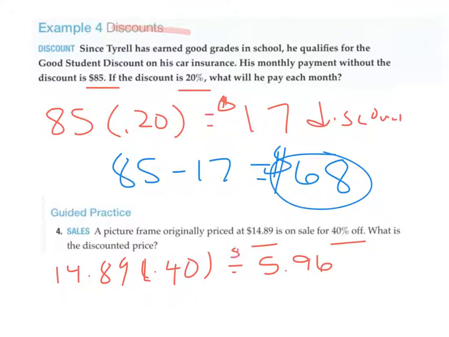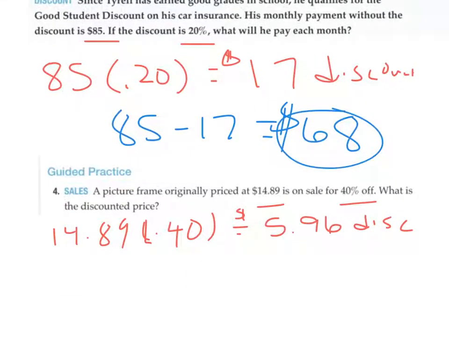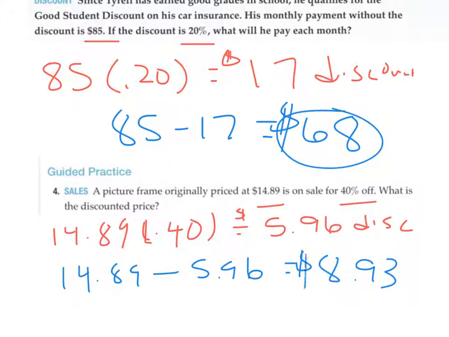So here is my discount. So with discount, we're going to subtract it from the original. So 14.89 subtract the 5.96 gives me an $8.93 price for the DVD, or in this case a picture frame. So it was originally $14.89, but now it's $8.93 because of the 40% discount.